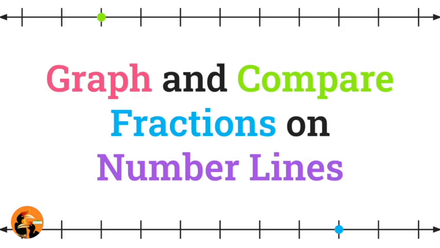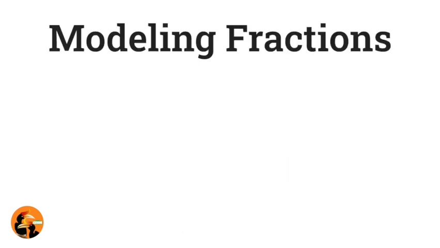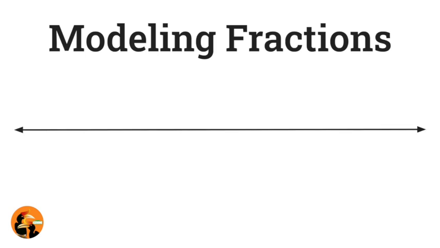Number lines are useful tools for graphing and comparing numbers, especially when those numbers are fractions. Did you know that fractions represent parts of a whole? Let's take a look at a number line that goes from 0 to 1. In between are all the fractions that are more than 0 but less than one whole.